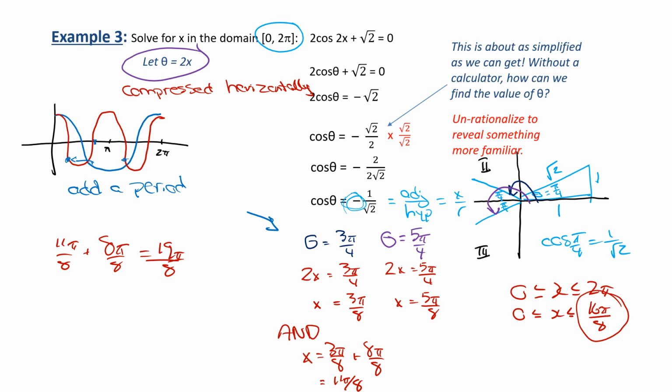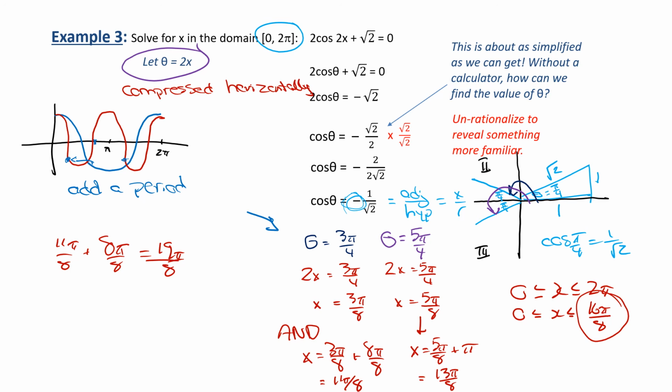And I've got this one here, x equals 5 pi over 8. Let's add on another period. That will give us 13 pi over 8. So we can't keep adding on another cycle because it's too big, but because we did change our original question from theta to 2x, we had to put it back in, and that was a horizontal compression. So we got more answers.